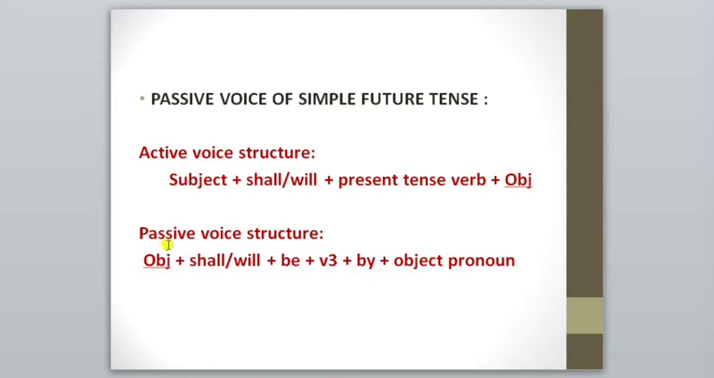Now see passive voice structure. In the beginning of the passive voice, what is used? Right, object is used. Object plus shall or will plus be plus V3. My dear students, V3 means past participle of verb. Okay, remember it. Plus by plus object pronoun. Okay, object plus shall or will plus be plus V3 plus by plus object pronoun.